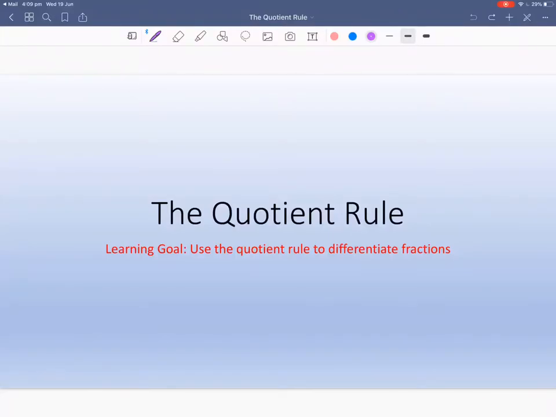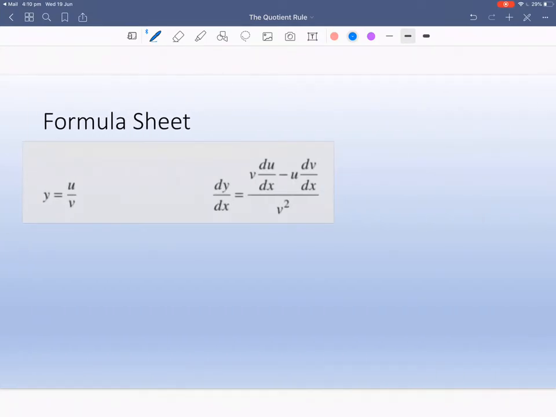This lesson we're going to look at the quotient rule. Now the quotient is exactly what it suggests: we've got to differentiate things with fractions. It's the reverse of the product rule, which should have been the previous lesson. If we look at our formula sheet, we do have the quotient rule.